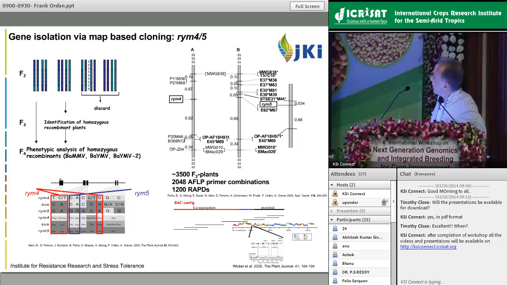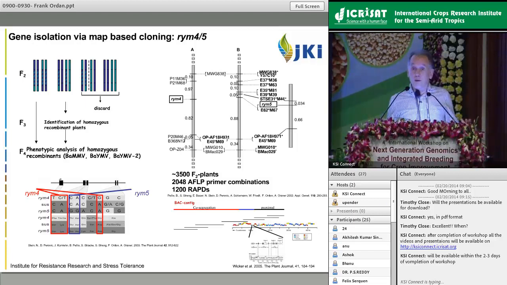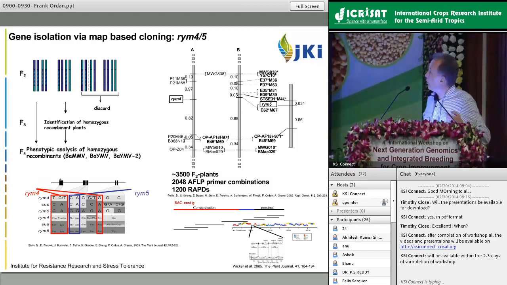And in the end, we were able to show that resistance at the RYM4/RYM5 locus is due to mutations in this translation initiation factor. So today, this procedure, which took 12 years, can be designed much more efficiently.